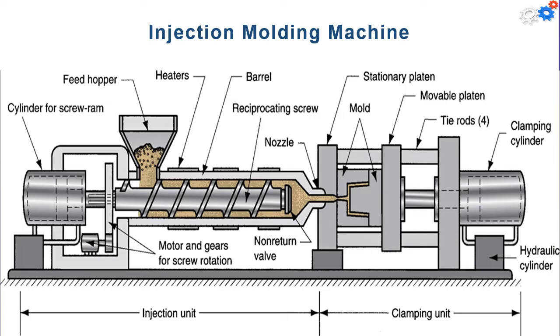The two principal components of the injection molding machine are the injection unit, which melts and delivers the polymer melt, and operates much like an extruder. The second part is the clamping unit that opens and closes the mold each injection cycle.